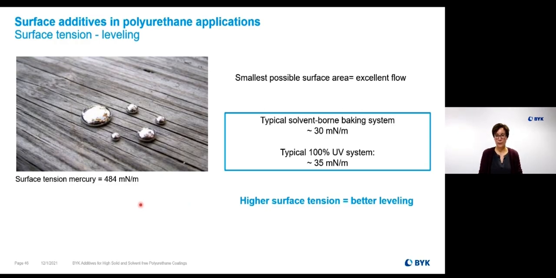Have a look at the element mercury. It has a perfect surface, but an extremely high surface tension. And therefore we can say, reduce the surface tension as much as needed, but not more, in order to maintain a good level.